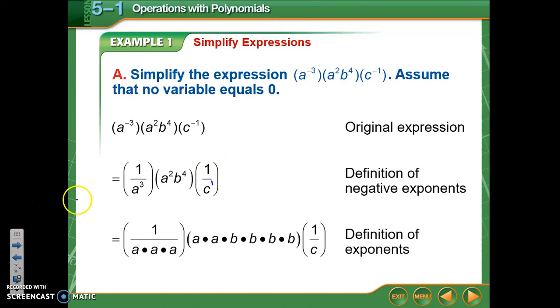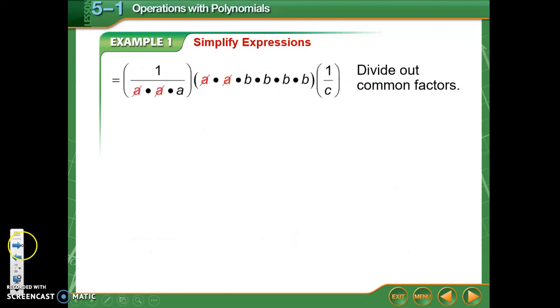And then, if I think about what these exponents actually mean, if I write them out, 1 over a cubed is 1 over a times a times a. So all they've done here is write out what those actually mean. You'll probably get to a point where you won't really need to do this, but you always can if you get stuck. And so basically I start dividing out.